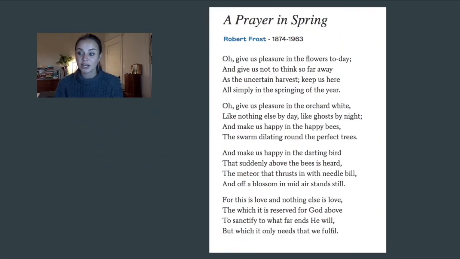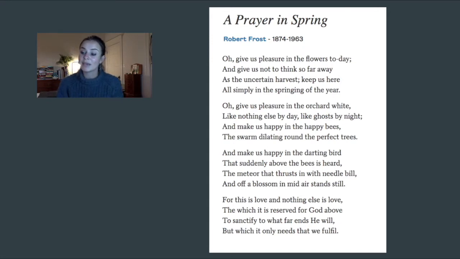Oh, give us pleasure in the flowers today, and give us not to think so far away, as the uncertain harvest keep us here, all simply in the springing of the year. Oh, give us pleasure in the orchard white, like nothing else by day, like ghosts by night, and make us happy in the happy bees, the swarm dilating round the perfect trees.